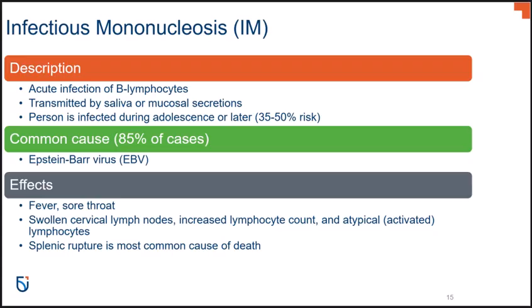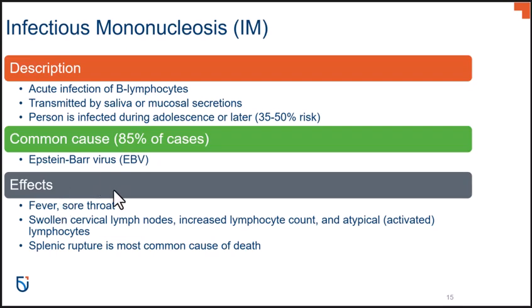A person is usually going to be infected during adolescence or later. 30 to 50% of people that contract Epstein-Barr virus will develop infectious mononucleosis. Sometimes it's also called the kissing disease. But younger children, if they get this virus, it usually does not develop into mononucleosis, so it can be seen more often in, for example, university settings. B lymphocytes, remember, are involved in antibody production.